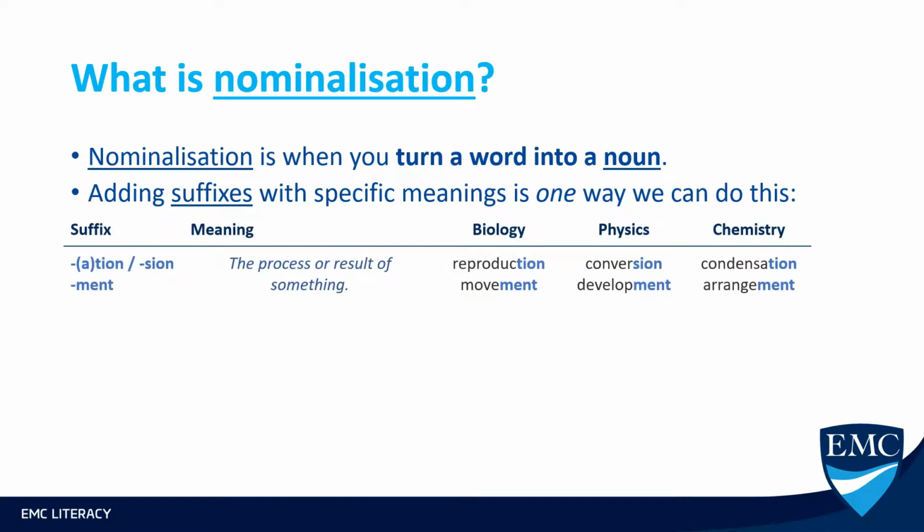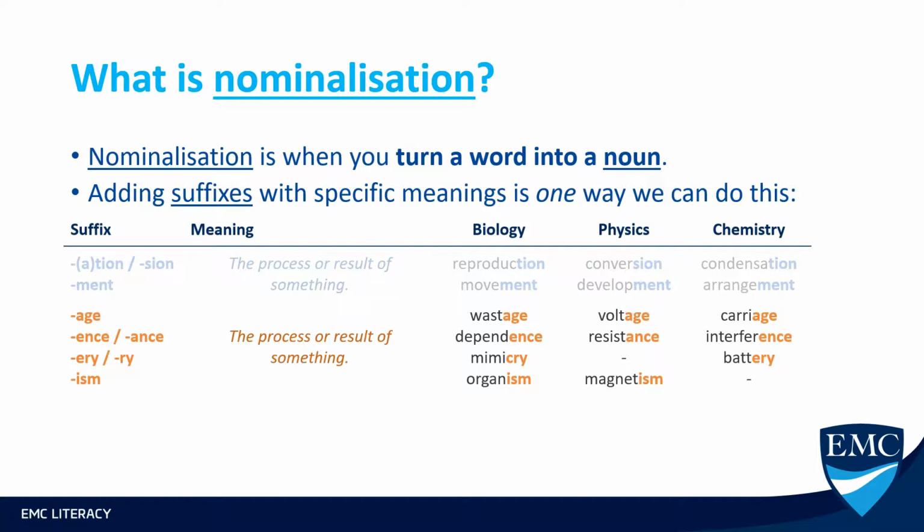Firstly, we have the suffixes ation and ment. Both mean the process or result of something. So in biology, a word like reproduction is the process or result of reproducing. Movement is the process or result of moving.